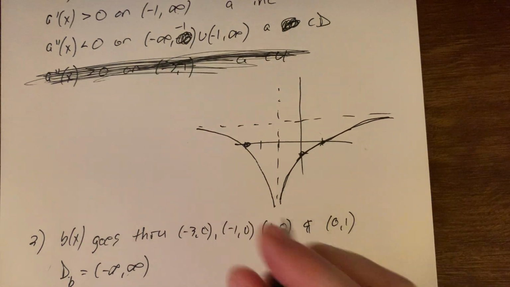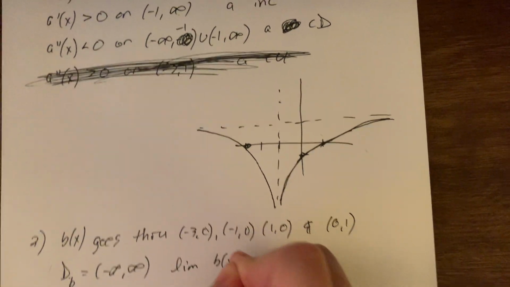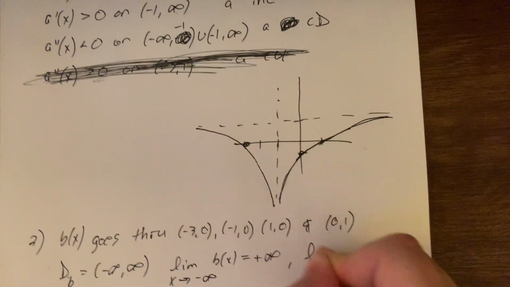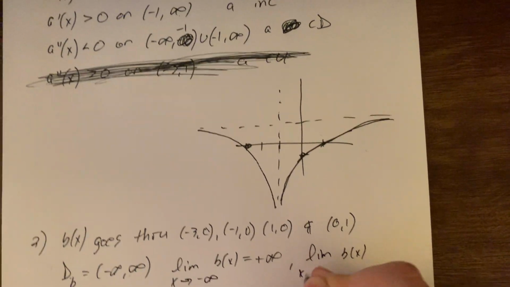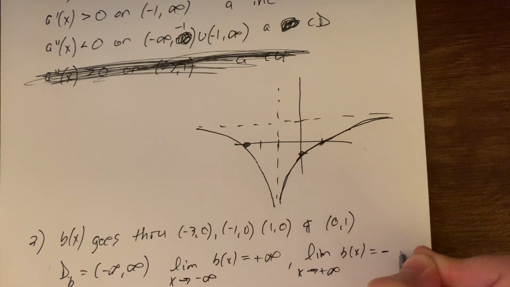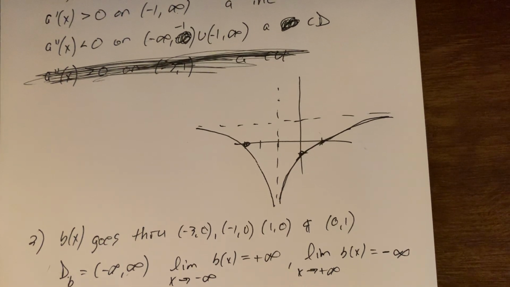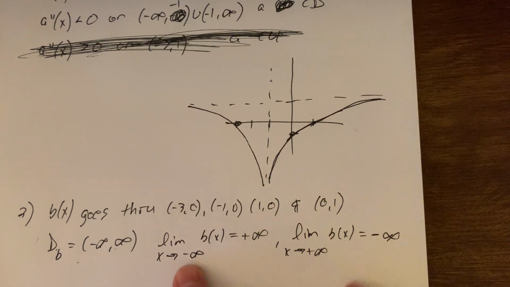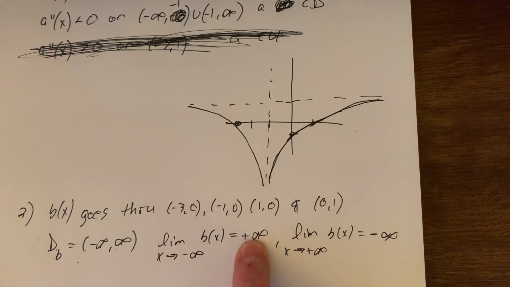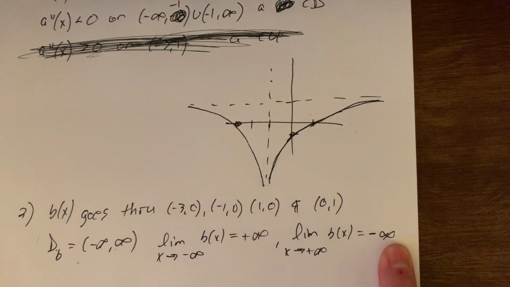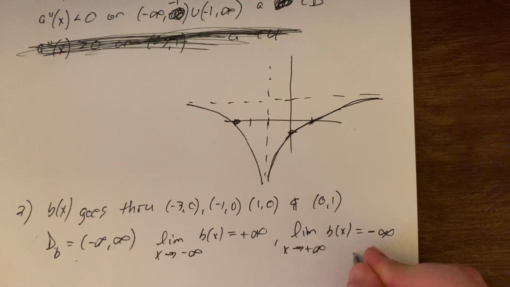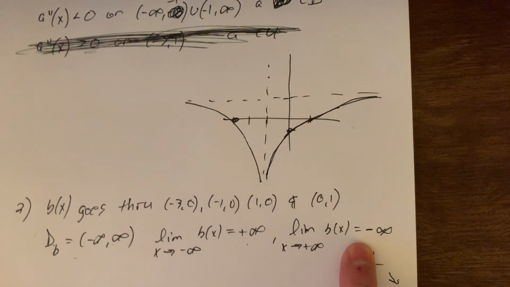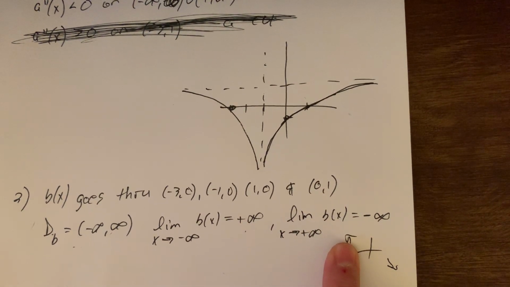And then I will tell you that the limit of b of x as x approaches negative infinity equals positive infinity. The limit of b of x as x approaches positive infinity is negative infinity. No horizontal asymptote this time, but I'm still getting my end behavior. The extreme left, I'm starting at the top, and the extreme right, we're going down, right? We'd have this up left end behavior on this side, and this down right end behavior on this side. That's what this information will be telling me.